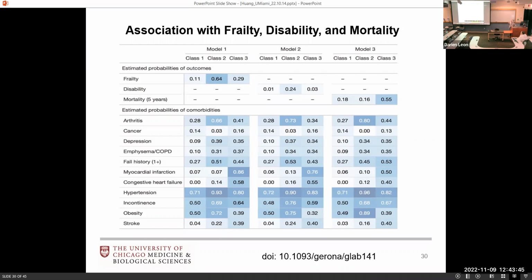I don't know if these ring true for you from your clinical practice, but I see these people. As you're taking care of people, you think, wow, that's actually a class 2 person or a class 3 person.